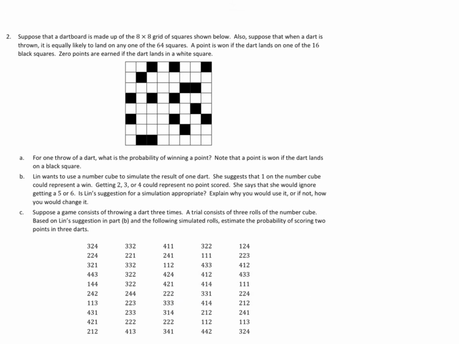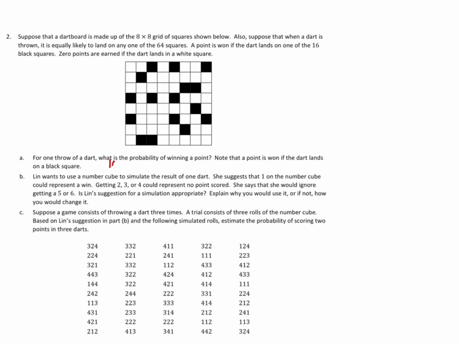Suppose that a dartboard is made up of an 8x8 grid of squares shown below. Also, suppose that when a dart is thrown, it is equally likely to land on one of the 64 squares. A point is 1 if the dart lands on one of the 16 black squares. 0 points are earned if it lands on a white square. For one throw of a dart, what is the probability of winning a point?